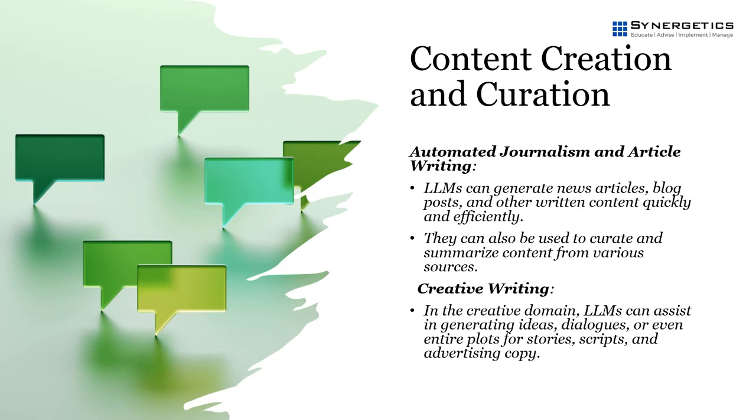Content creation and curation, automated journalism and article writing. Large language models can generate news articles, blog posts, and other written content quickly and efficiently. So now we just need to give a thread or information. Maybe we can give a very large content or report about a news incident, and we can tell the model to summarize this in shorter statements, like maybe in 10-20 statements, because we have to publish this. The news report may contain multiple pages, and we have to summarize this in very short statements, so we can use generative AI for doing that. They can also be used to curate and summarize content from various sources.